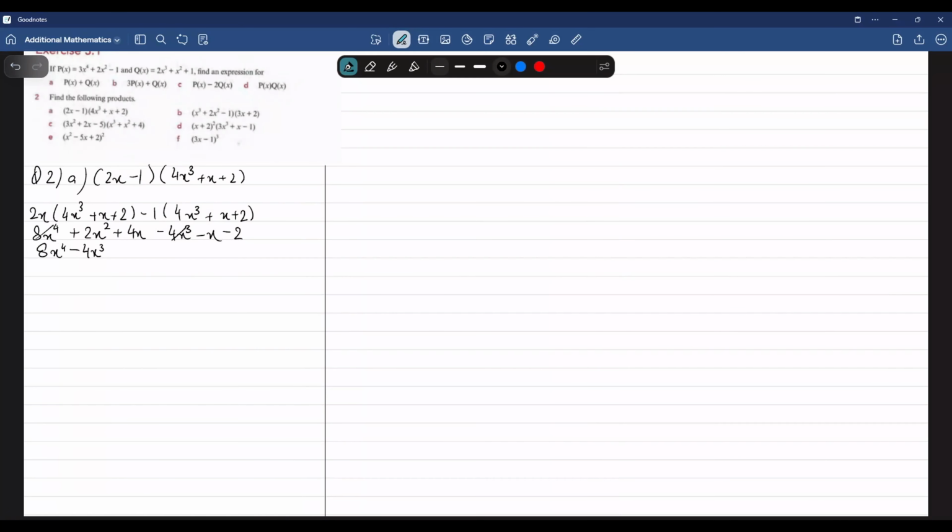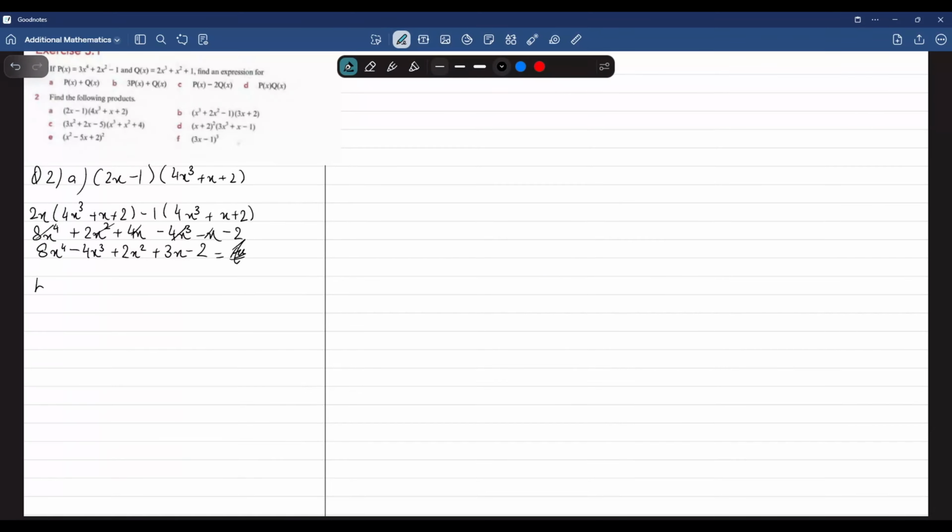Then we go to 2x squared. Then we go to 4x minus x, which is going to give us 3x. Positive 3x minus 2 is equal to the answer. So this is basically your answer. 8x raised to the power 4 minus 4x cubed plus 2x squared plus 3x minus 2.